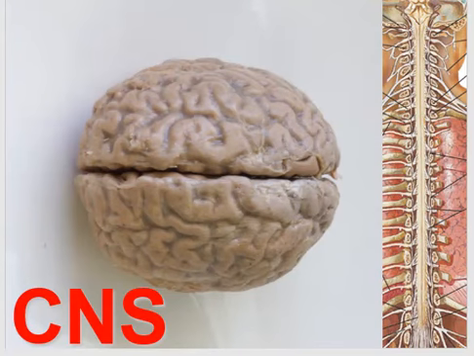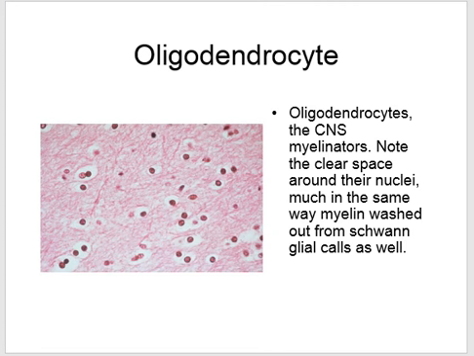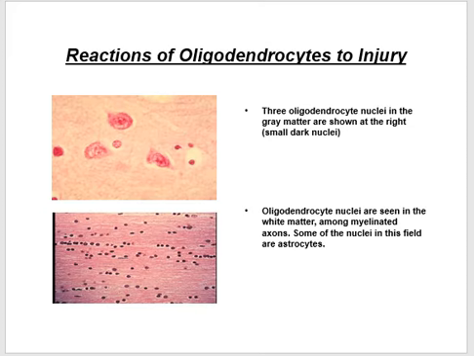We are studying the central nervous system, and in that we are studying the reaction of oligodendrocytes to injury. Oligodendrocytes, seen as the myelinators, have a clear space around their nuclei. Much in the same way, myelin is washed from the shown glial cells as well.